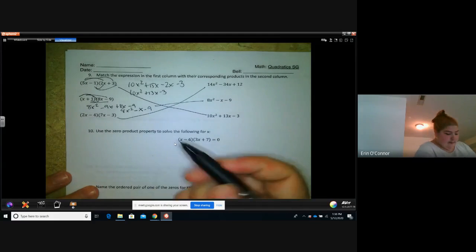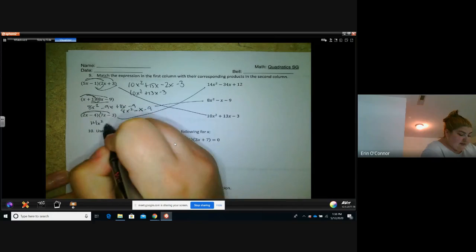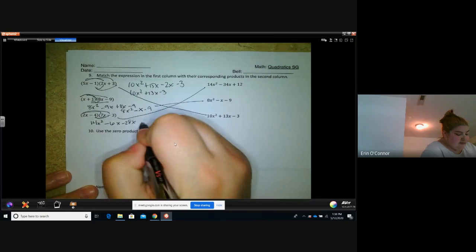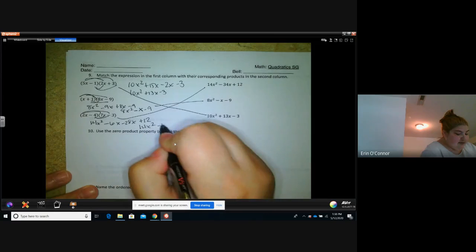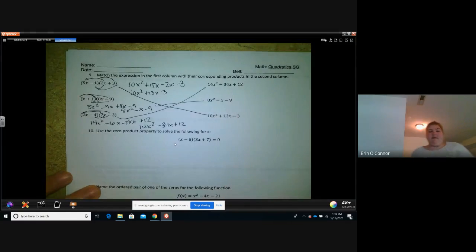2x times 7x is 14x squared. 2x times negative 3 is negative 6x. Negative 4 times 7x is negative 28x. Negative 4 times negative 3 is a positive 12. You get 14x squared. These combine to give you negative 34x plus 12. So this one does go there.